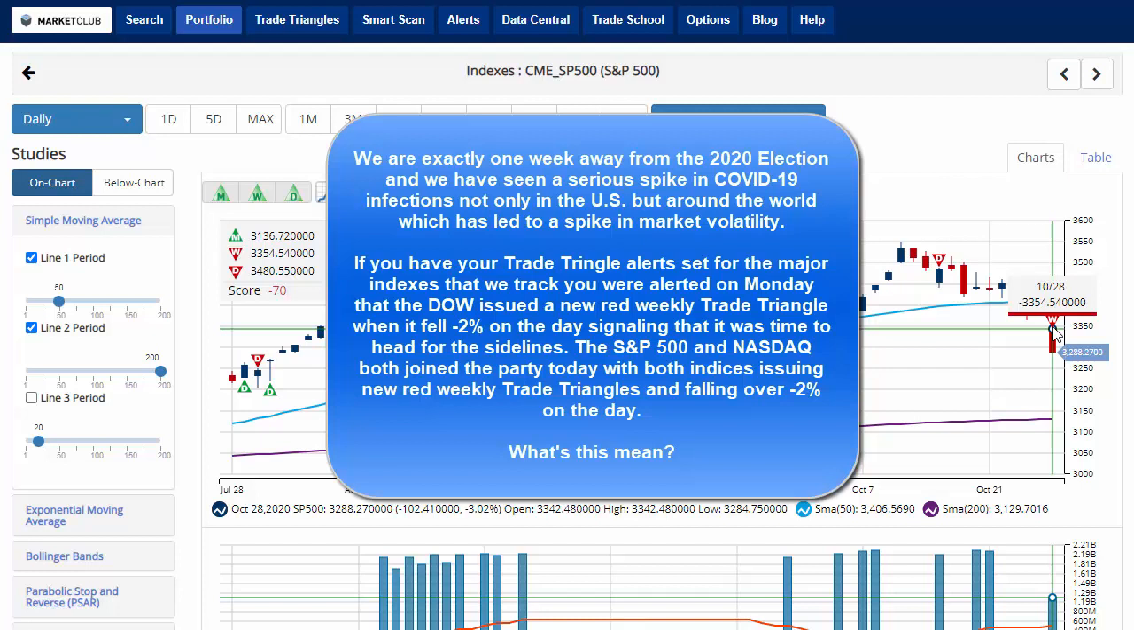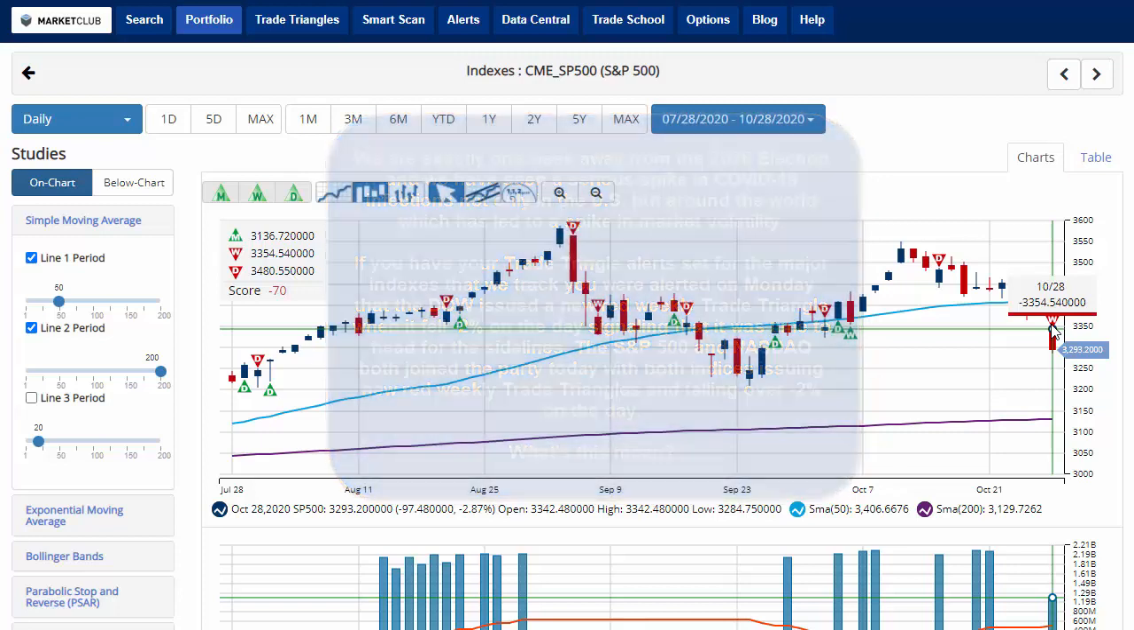And if you've had your trade triangle alert set for the major indexes that we track, you were alerted Monday that the Dow issued a new red weekly trade triangle when it fell 2%, signaling it might be time for a move to the sidelines. And the S&P 500 and NASDAQ both joined the party today, issuing new red weekly trade triangles, both falling over 2%. We'll start with the S&P 500 today.